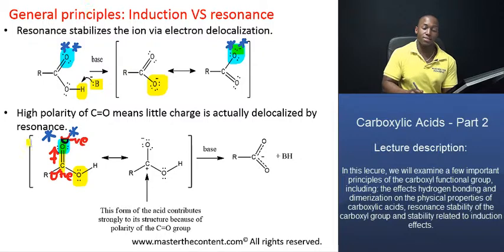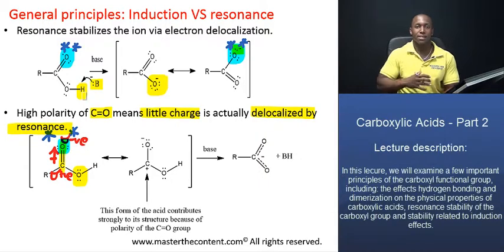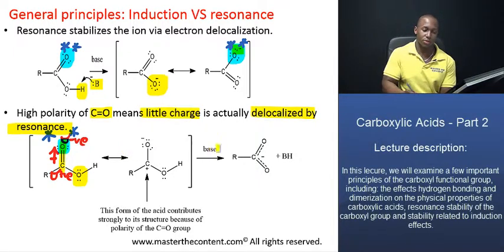And that's exactly what the second statement is trying to explain. The high polarity of the carbonyl group means that little charge is actually delocalized by resonance. Most of it is already there. So in that way, resonance doesn't have that much of an impact on the stability of the carboxylate anion compared to the effect of the polar carbonyl group, the inductive electron withdrawal by the polar carbonyl group. And that's exactly what you can see at the bottom of the screen right here.